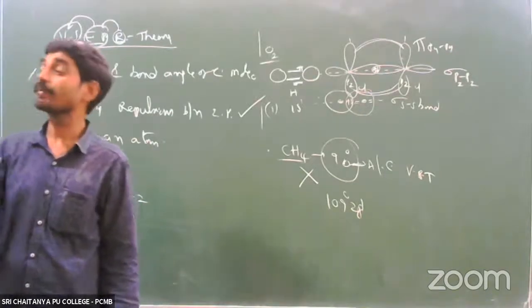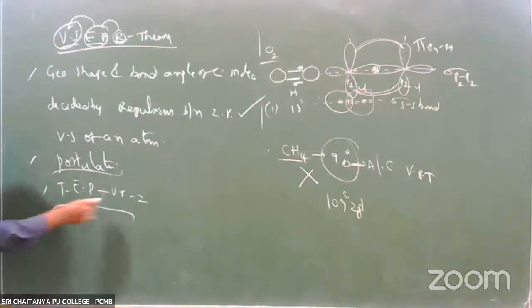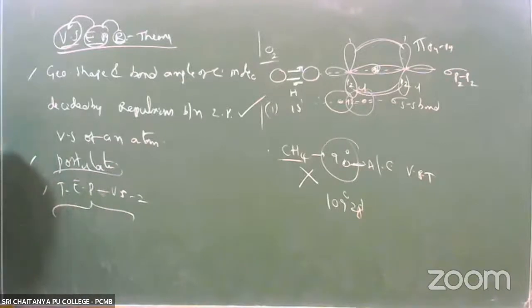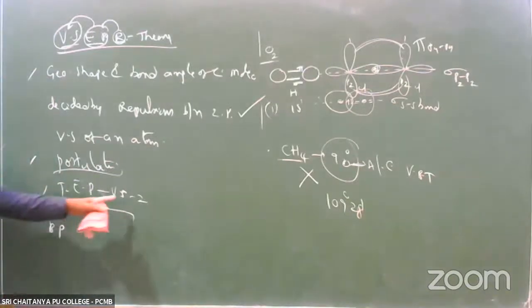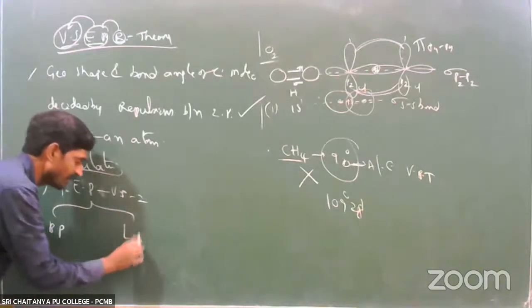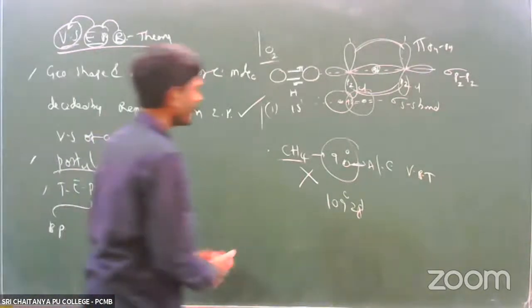They may or may not be participating in bond formation. Those valence electrons which are participating in bond formation are called bond pairs of electrons. Those valence electrons which are not involved in bond formation are called lone pairs of electrons. Bond pairs plus lone pairs together give the total number of electron pairs present in the valence shell of an atom.